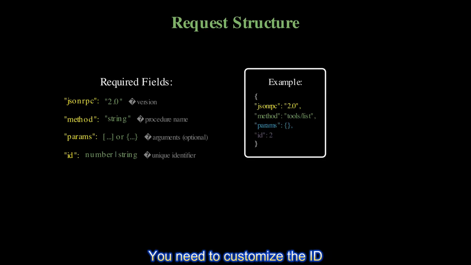You need to customize the ID. It could be any number which identifies this request, and the response will automatically contain the same ID. The parameters are most important. It's something you must customize, which often contains the function name, the remote function name, and the remote function arguments.